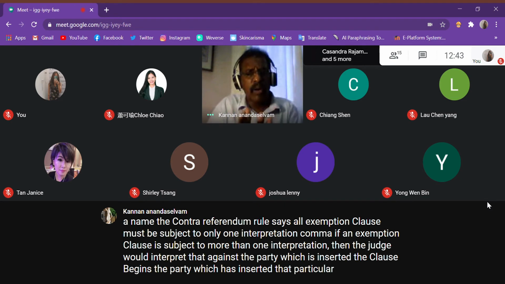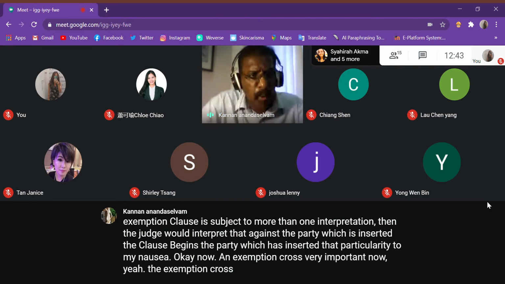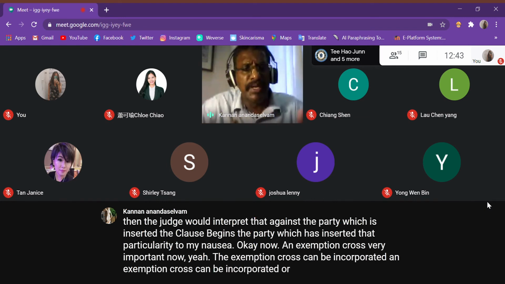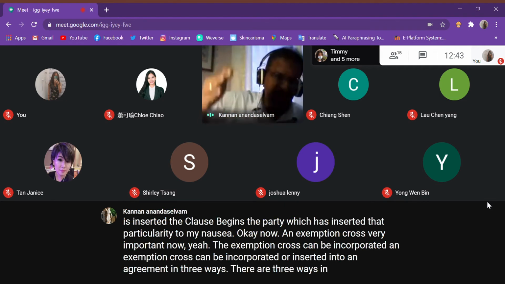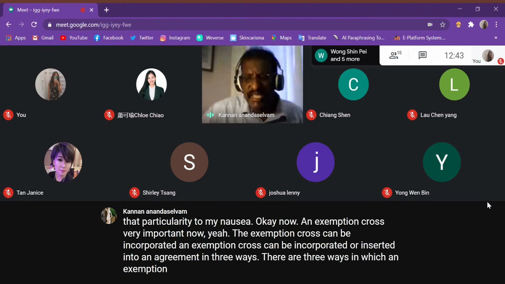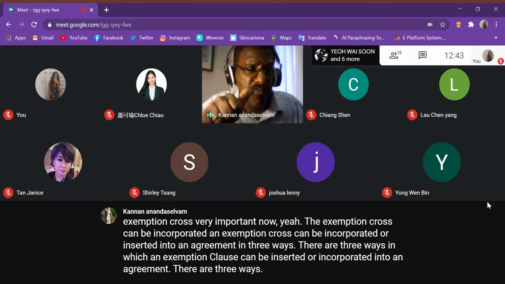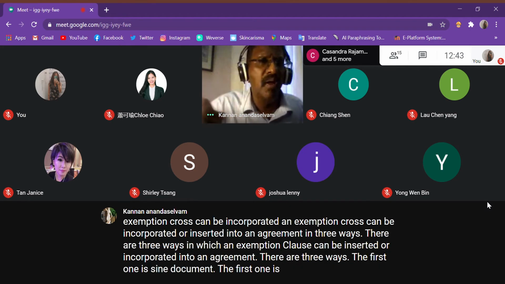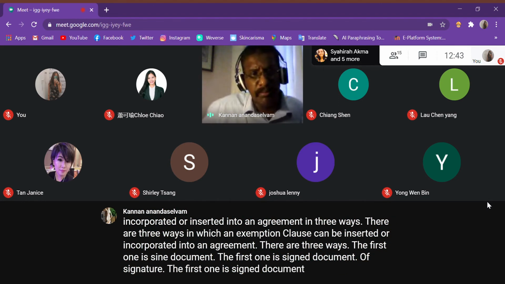Okay. Now, an exemption clause, very important now, yeah. An exemption clause can be incorporated or inserted into an agreement in three ways. There are three ways. The first one is signed document, or signature.